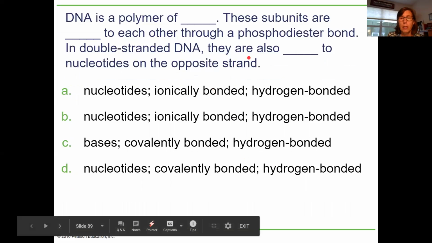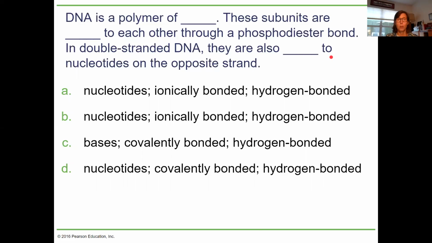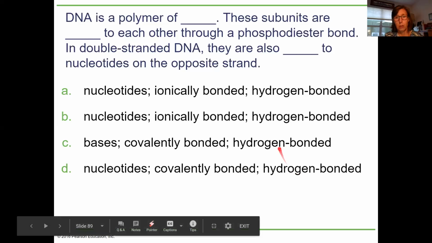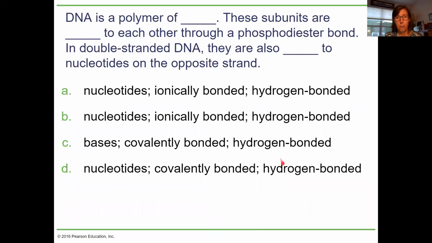All right, so then you've got all of these nitrogenous bases on one side, and to make a double helix, they're going to interact with another strand, and they associate with the nucleotides on the opposite strand. So are those bonds going to be hydrogen bonds? Well, apparently so, because that's your only option here.